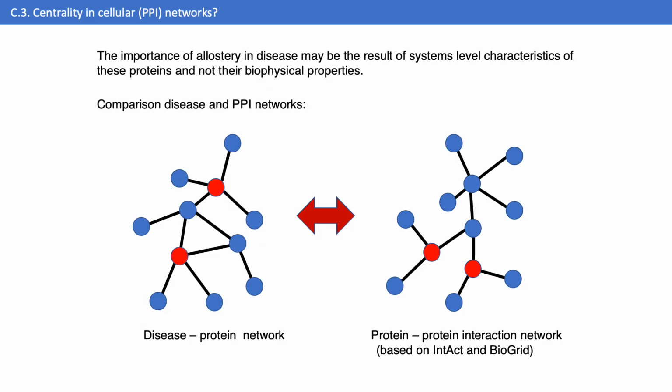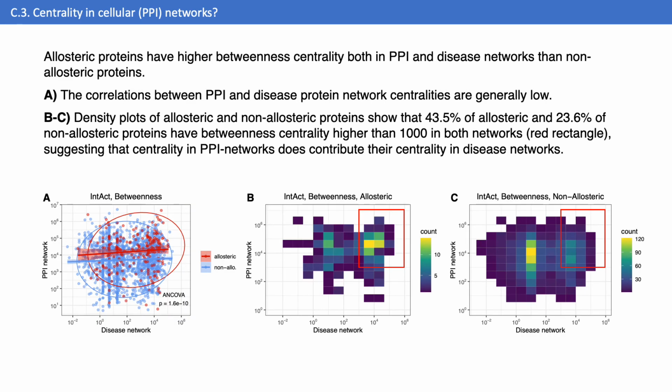Finally, the importance of allostery in disease may be the result of the systems-level characteristics of these proteins and not their biophysical properties. To examine this, we compared the centralities in disease and protein-protein interaction networks. We found that even though the overall correlation between disease and protein-protein interaction networks is low, allosteric proteins have high betweenness centralities in both, and centrality in cellular networks is likely to contribute to their importance in disease.